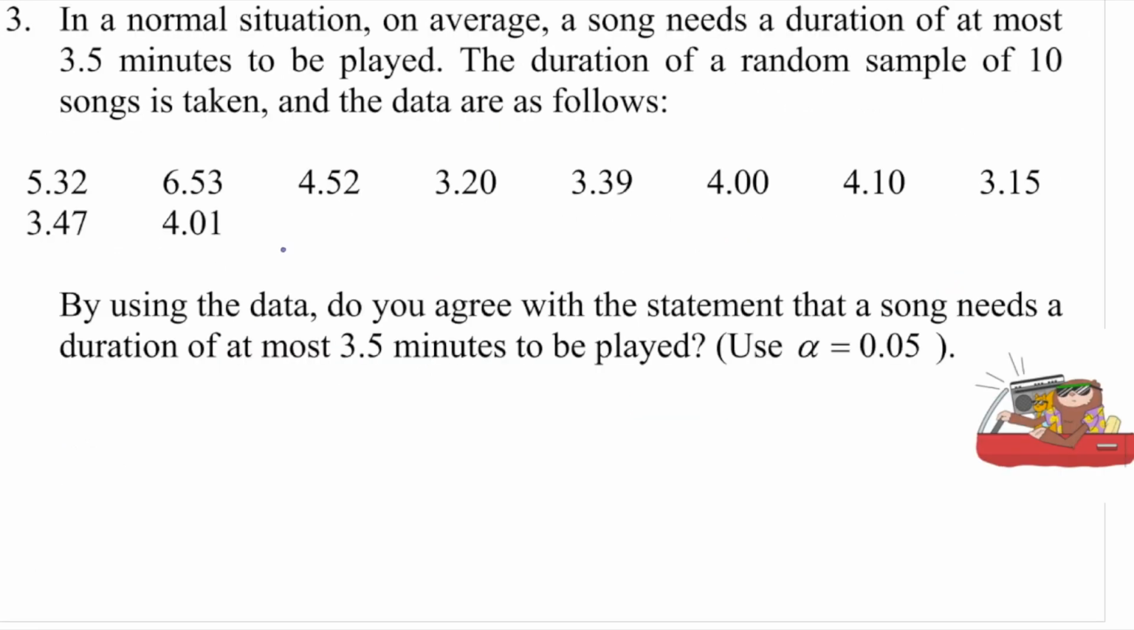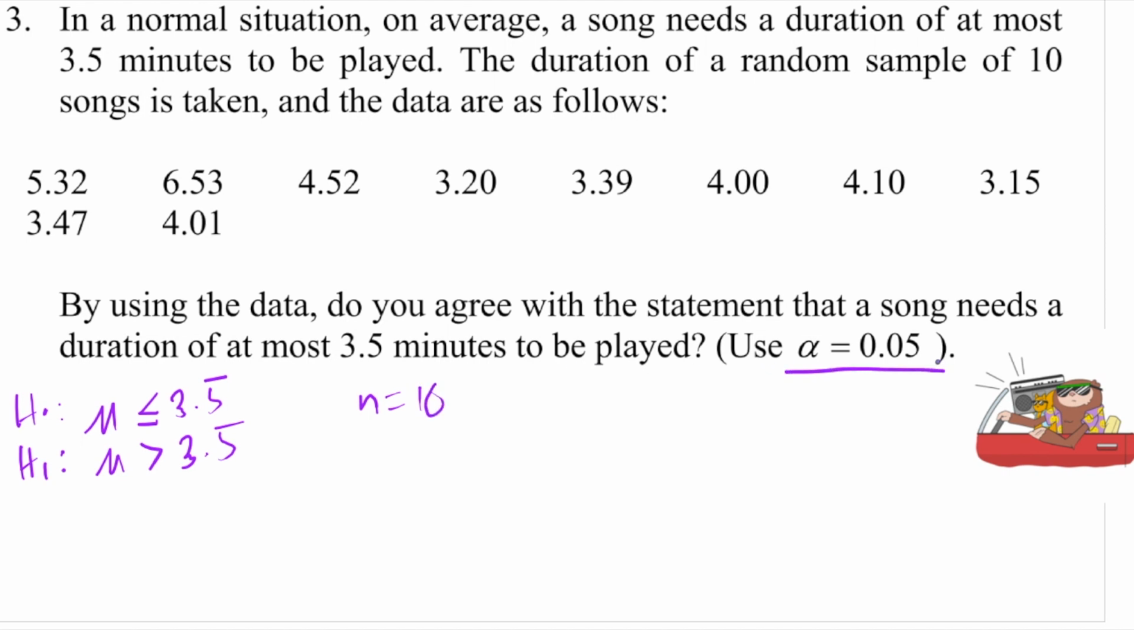So this question is a bit different. We are given the data, and the clue that is provided is the average is at most 3.5 minutes. So we have here the null and alternative. At most would be less or equals to 3.5 minutes, and the alternative would be greater than 3.5. The sample size is 10, and alpha is 0.05, but nothing else is provided except for the sample data.